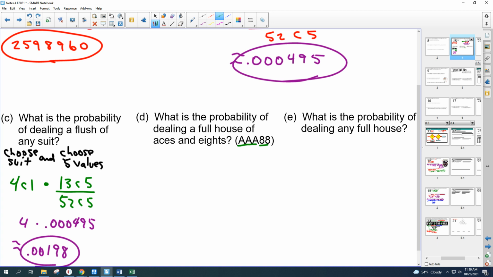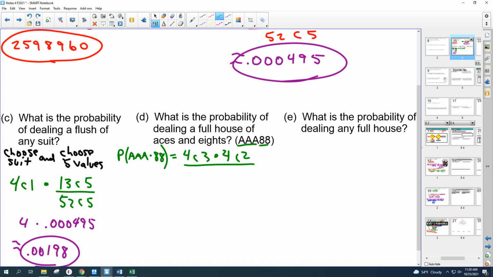So let's think about this here. Probability of aces and eights. All right. It's a group from a group. I want 3 aces out of 4 aces, right? So 4 choose 3, order doesn't matter. And I want 2 eights out of 4 eights. That's another combination problem. 4 choose 2.